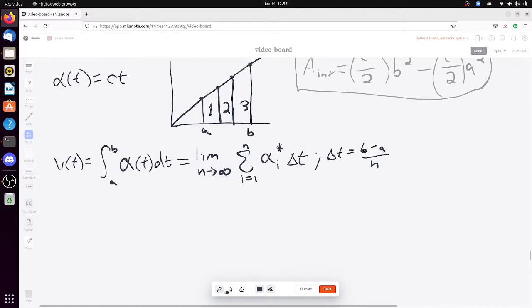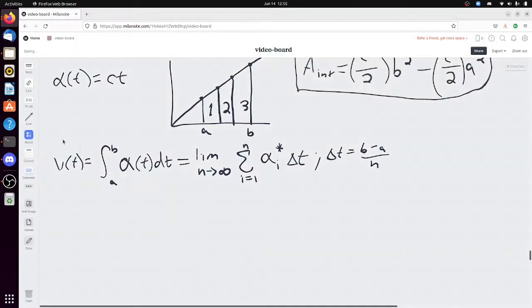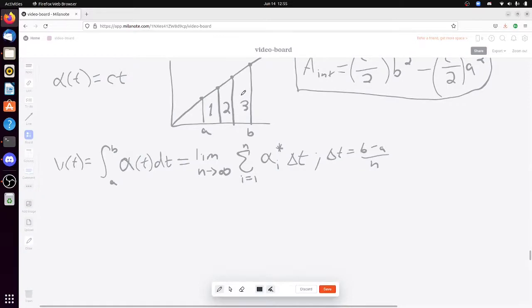Now, let me just continue. Remember, we're basically trying to find some equation to determine what any of these sample points should be. And you might remember that the distance between these is delta t. The delta t is the length of the partition, because this is the t-axis, this is the alpha axis. So the question is, how do we do that?